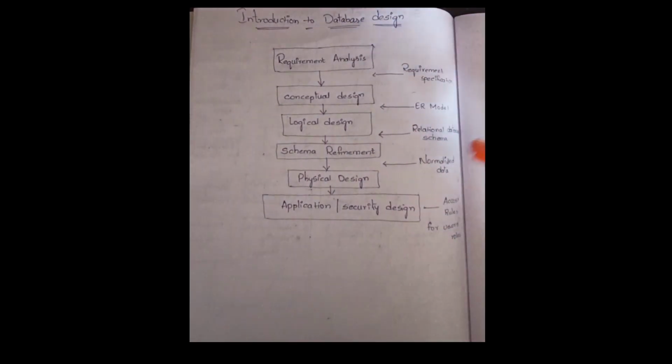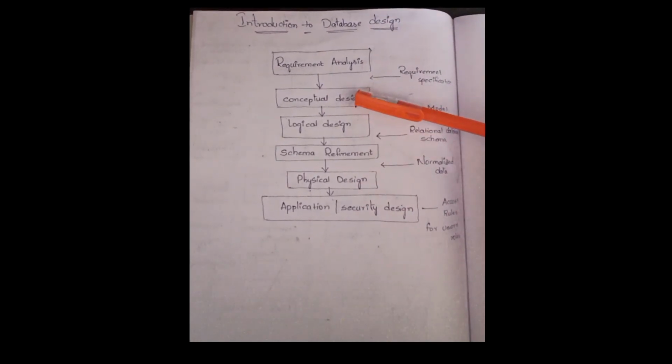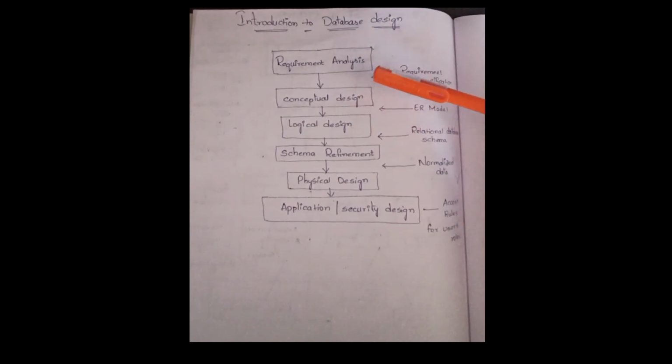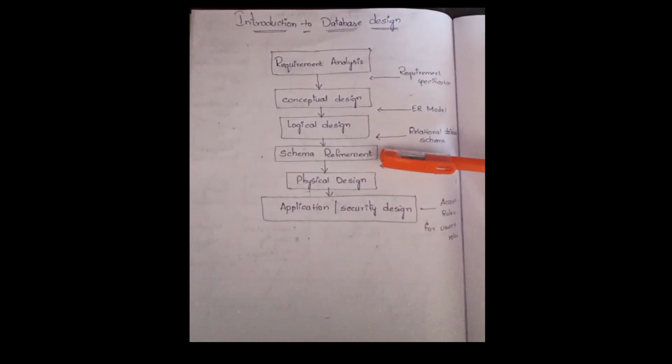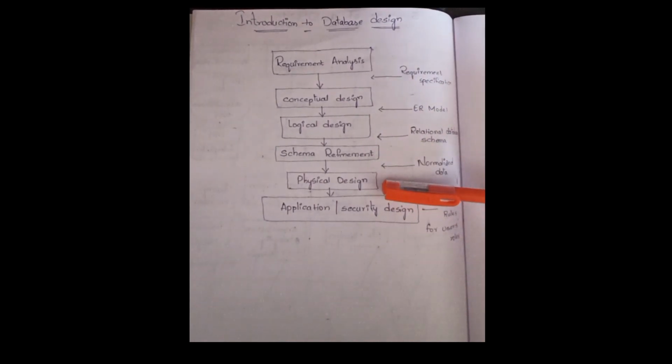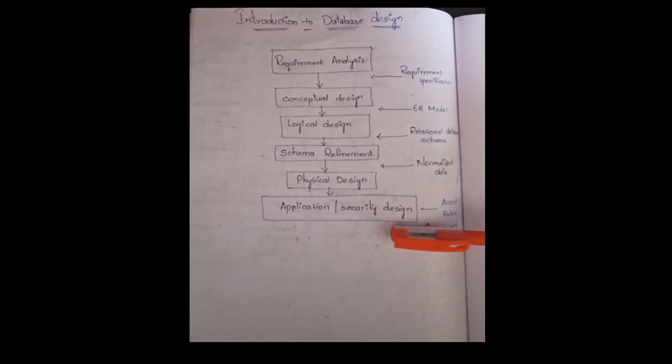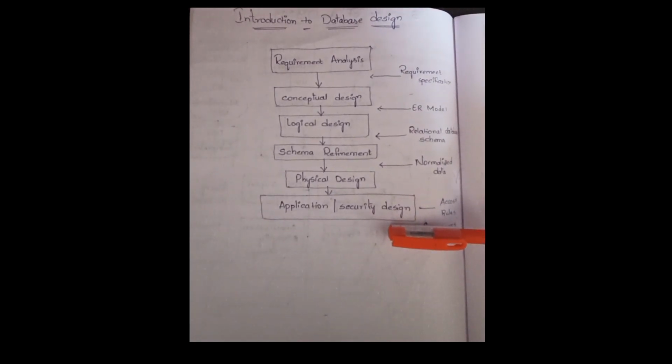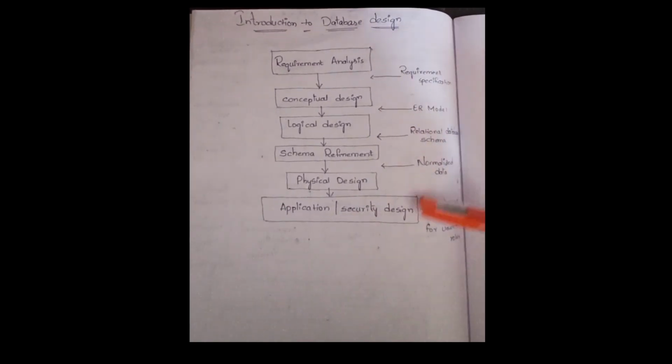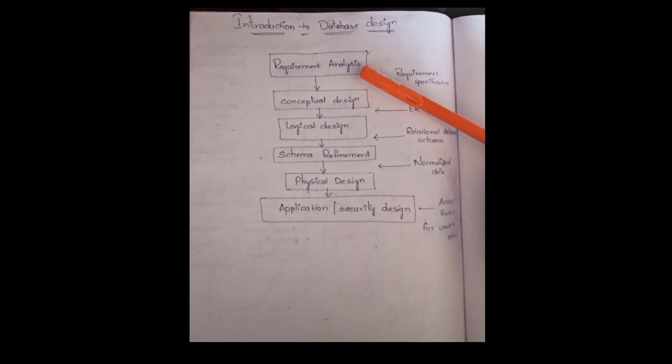In order to design a database with desirable properties, these are the 6 steps followed during the design process. Those are requirement analysis, conceptual design, logical design, schema refinement, physical design, and the last one is application and security design. So all these processes are involved in the database design. Let's discuss the first one, requirement analysis.